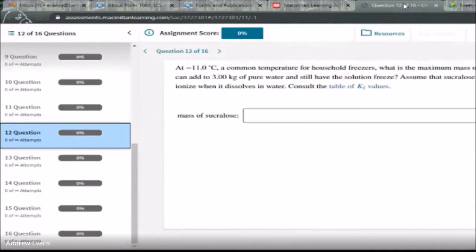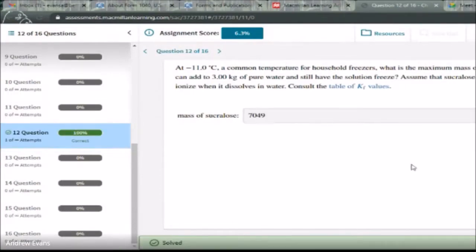The first thing we need to do is go to Achieve. The 3 problems I'm going to go through are problem 12, problem 13, and problem 14. Problem 12 is standard freezing point depression, but it's a little bit backwards. That's one of the reasons why we'll attack this one, because it's very similar to what we have on the test. So try this one again.